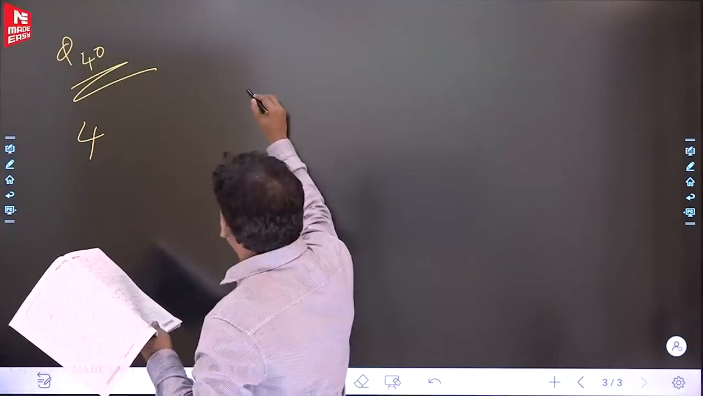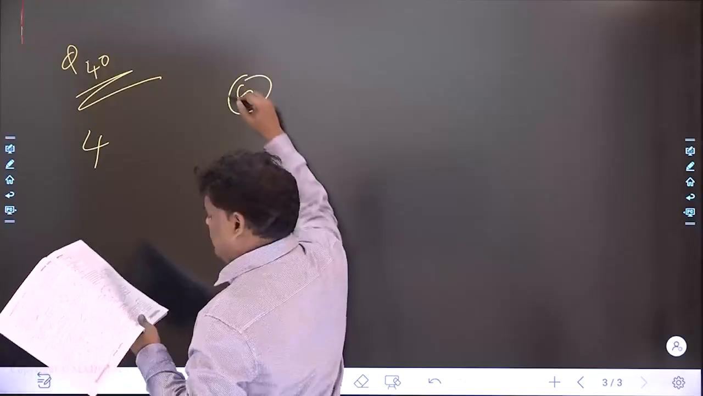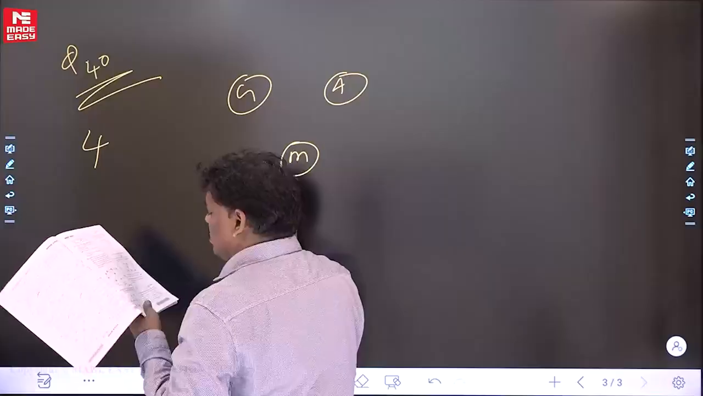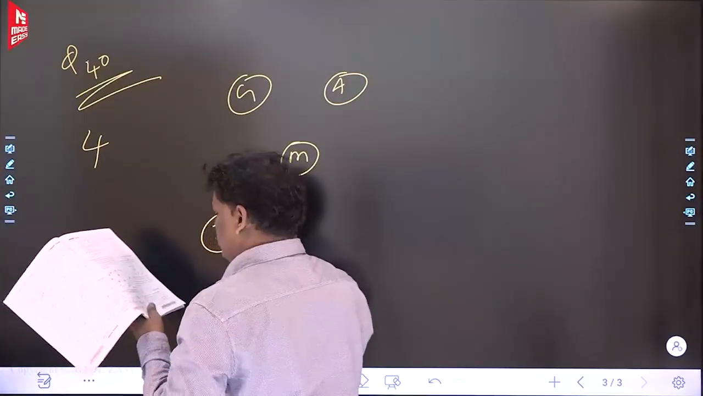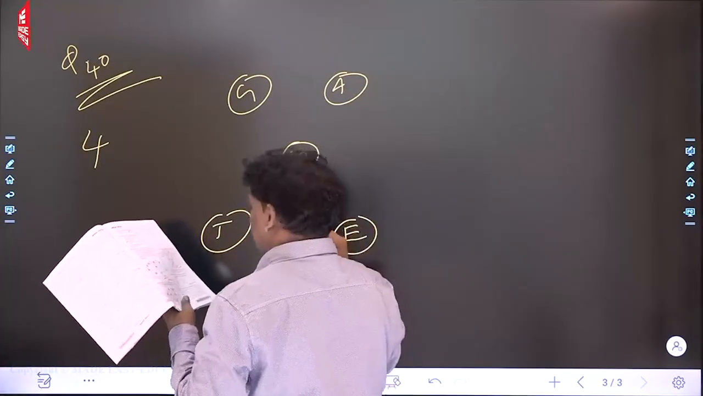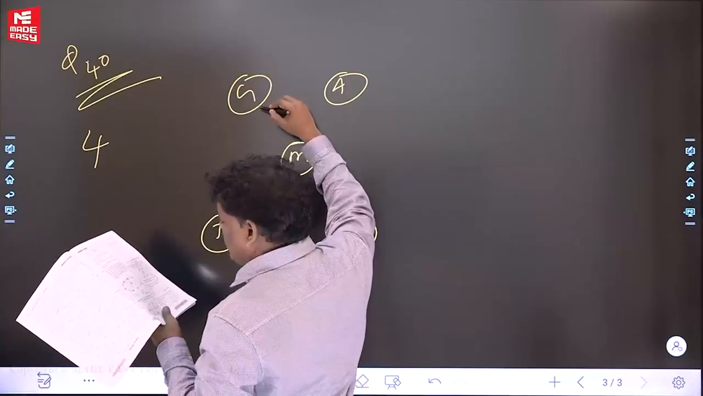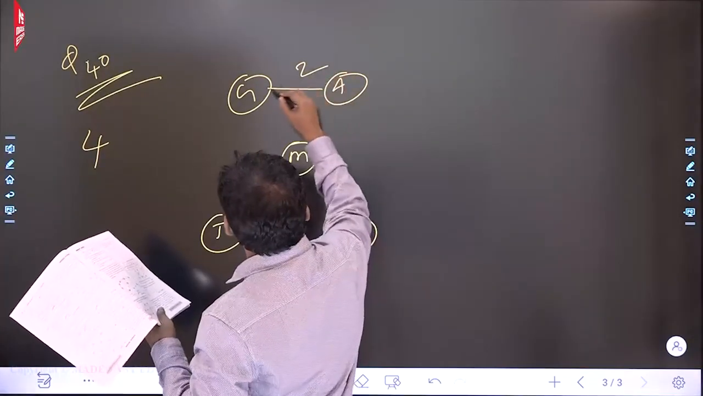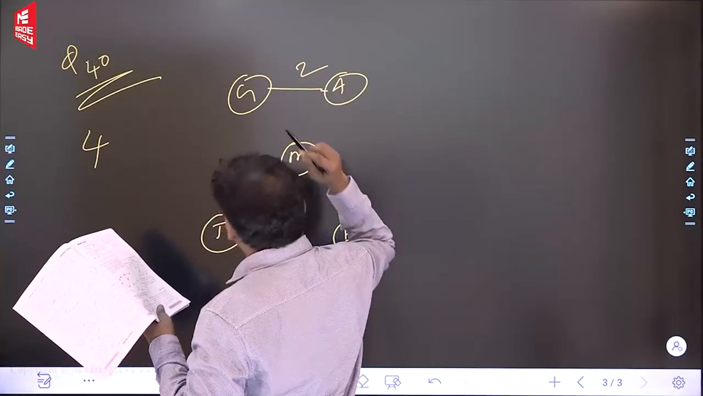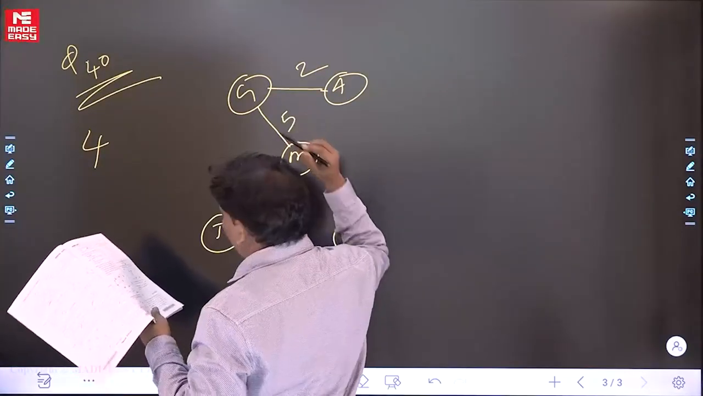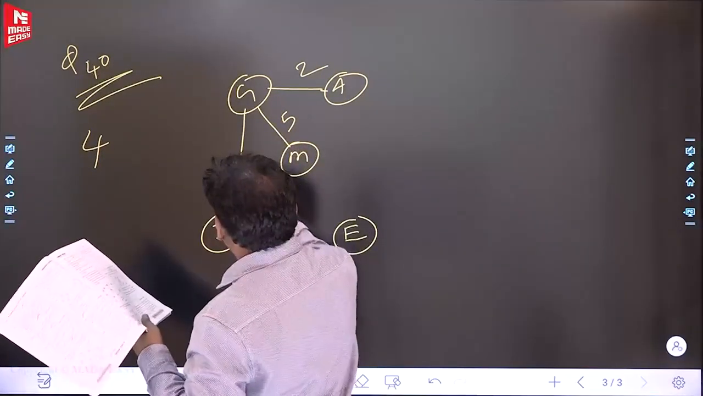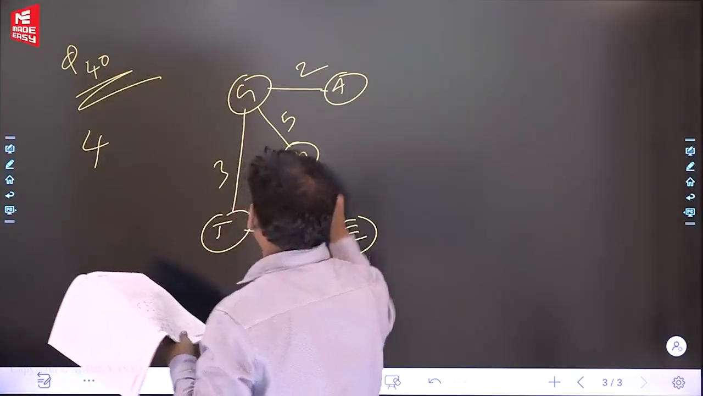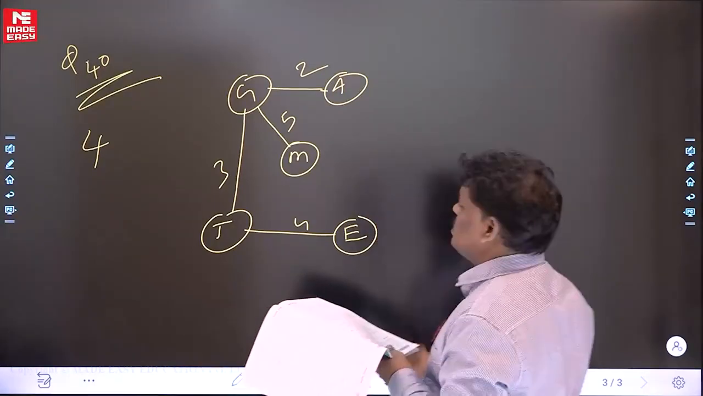If you want to see the answer also, let me show it. G, A, M, T, and E. You know Dijkstra's algorithm very well. So from G, you apply Dijkstra's algorithm. To go from G to A, it is 2, the best answer. To go from G to M, 5. To go from G to T, 3. To go from G to E, 3 plus 4, 7. These are the shortest paths. To go from source to every vertex, these are the answers.